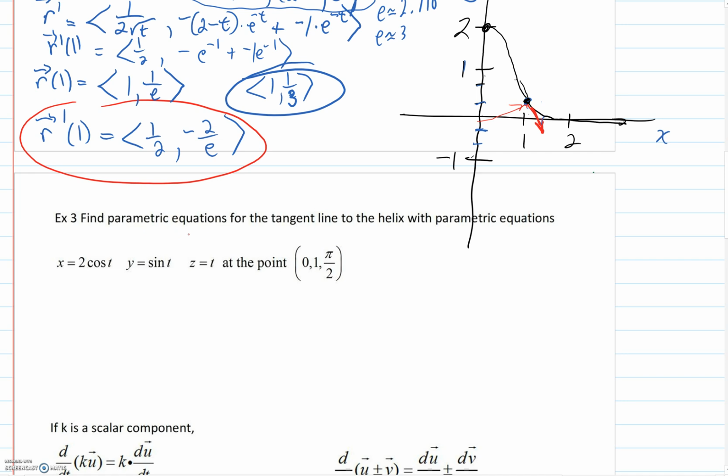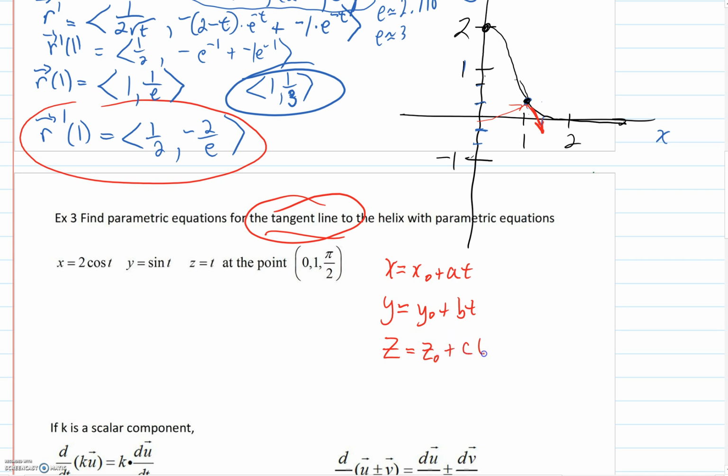It says, find the parametric equations for a tangent line to the helix with parametric equations. So here's the thing, guys. As we're looking at a line, we remember from last chapter that parametrically we could define a line if we had a point on that line. By the way, we do. Here's our x naught, y naught, z naught. But then we need a direction vector. Here's A, B, C is the direction vector. You'd think, well, what is the direction vector?